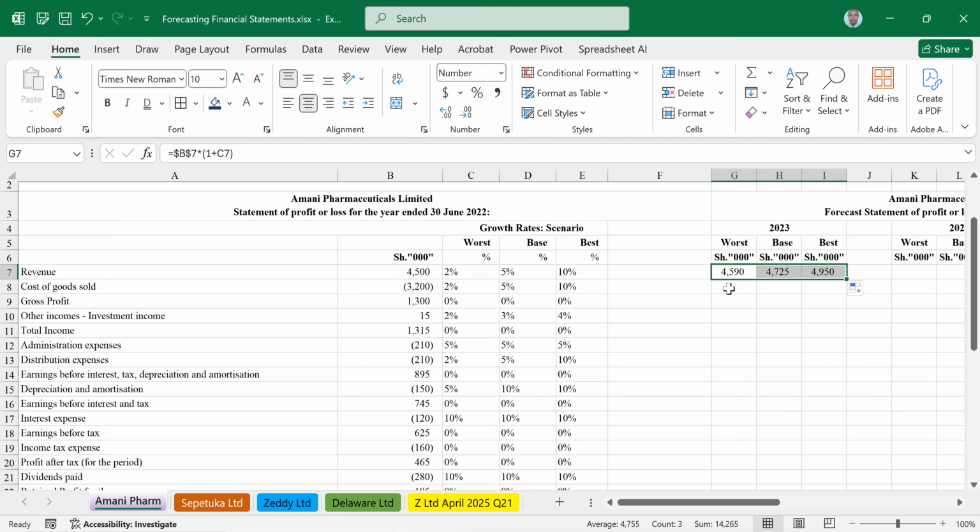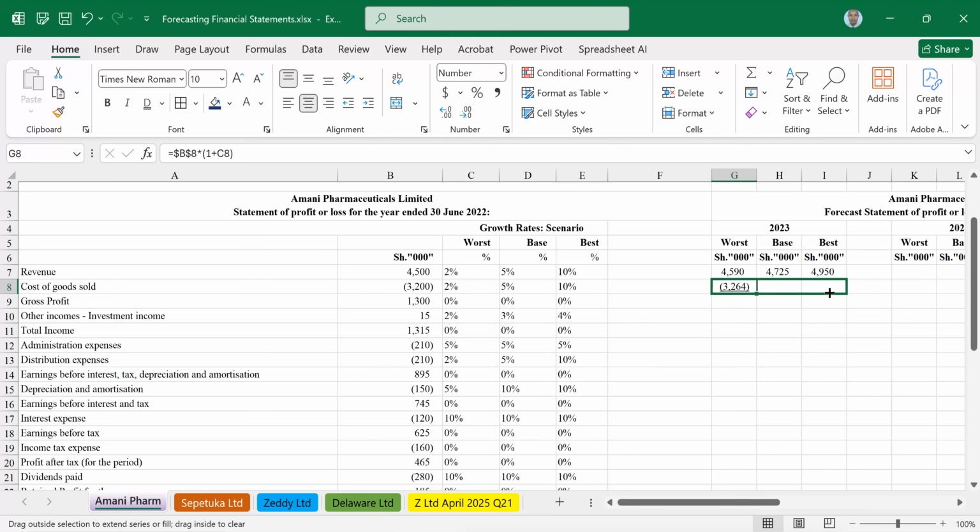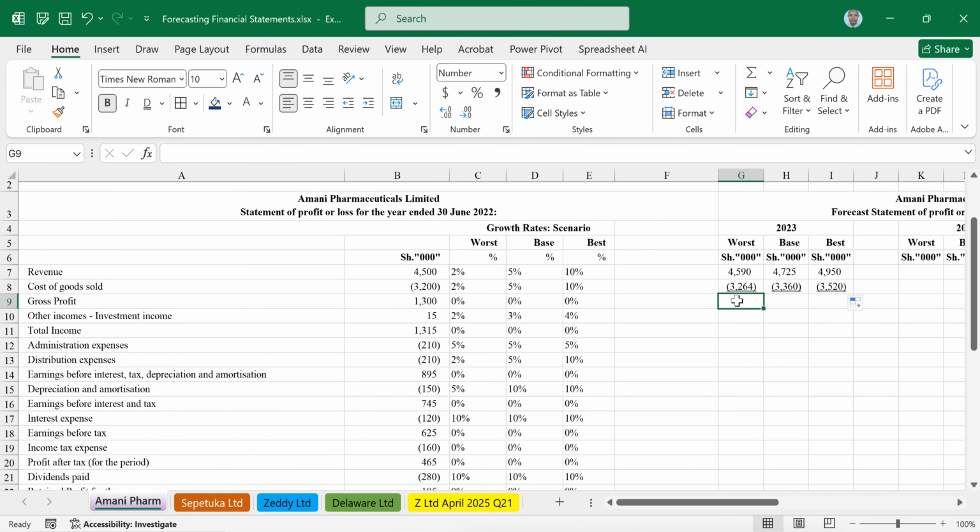Do the same for cost of goods sold. So cost of goods sold will be equal sign. Click on the 3,200, lock it, times, open bracket, 1 plus, then click on the 2% here, don't lock, then bracket, enter, and you'll drag across. For gross profit, select this and do Alt equal.